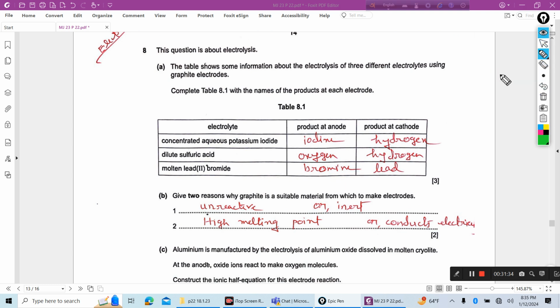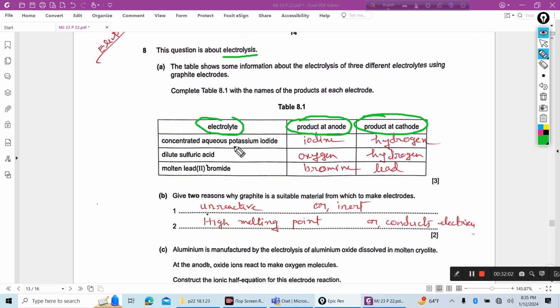Come to next question, number 8. This question is about electrolysis. You see, electrolyte, product at the anode, product at the cathode. You know, at cathode reduction reaction occur and at anode oxidation reaction occur.